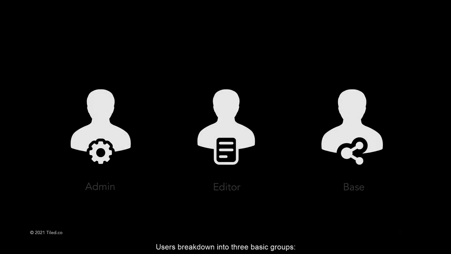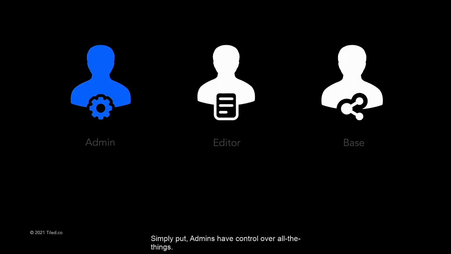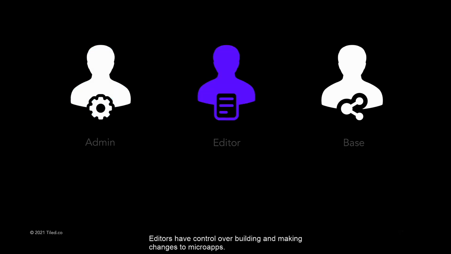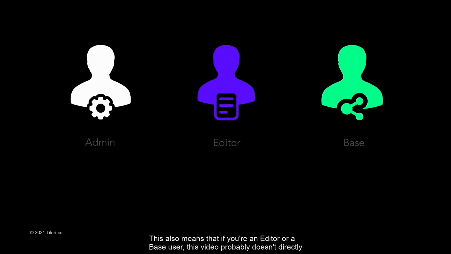Users break down into 3 basic groups: admin, editor, and base user. Simply put, admins have control over all the things. Editors have control over building and making changes to micro apps, and base users are able to view and share micro apps that are made available to them by editors and admins. We're going to get into this in more detail, but that's the gist. This also means that if you're an editor or a base user, this video probably doesn't directly apply to you. Feel free to hop on over to the next course.